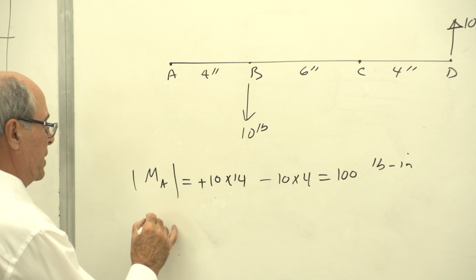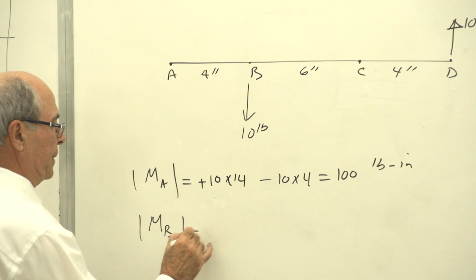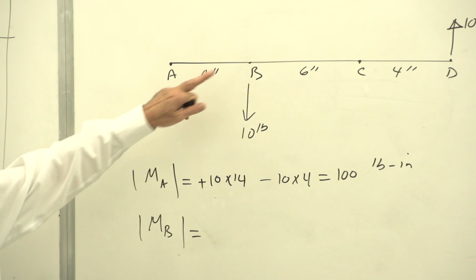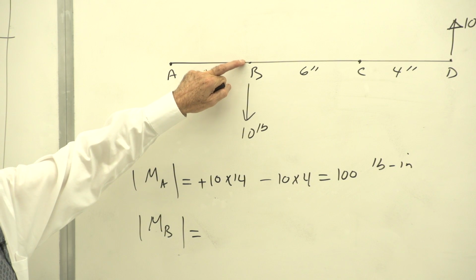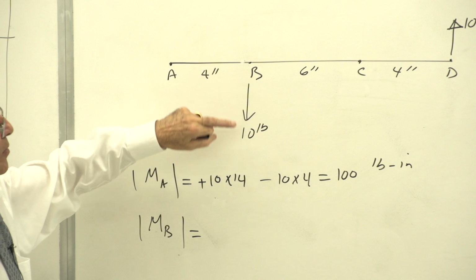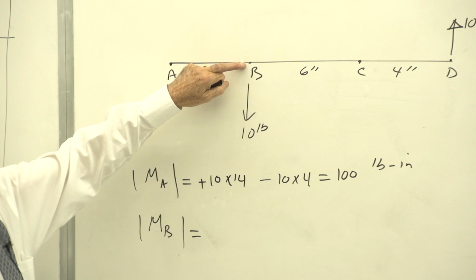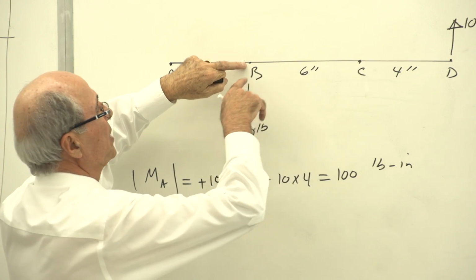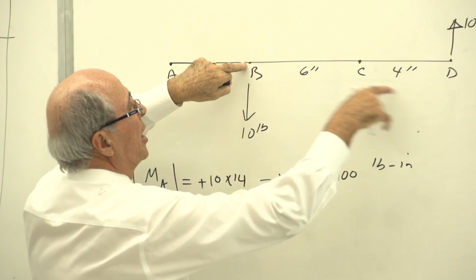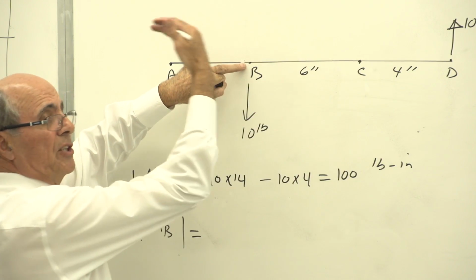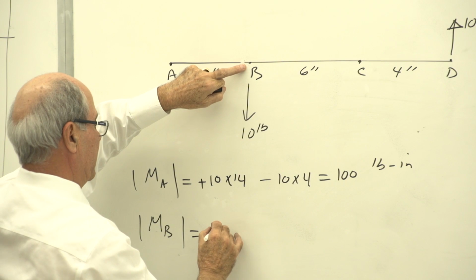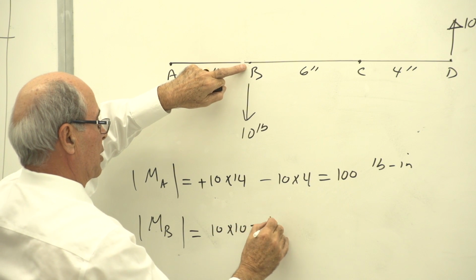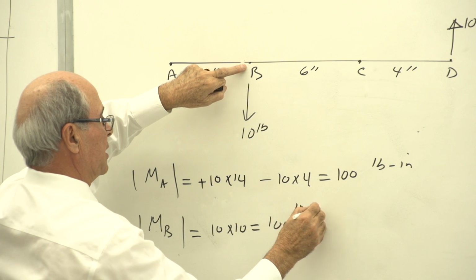Now let's take the moment about point B. Here, I change the point. Yes or no? What's the moment of this 10 pound force about point B? Zero. What's the moment of that force about point B? 10 times 10. And it is? Positive. 10 times 10 equals 100 pound-inch.